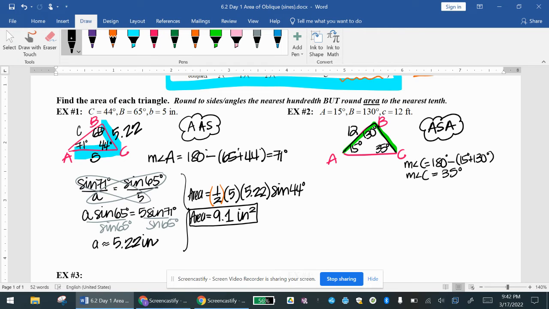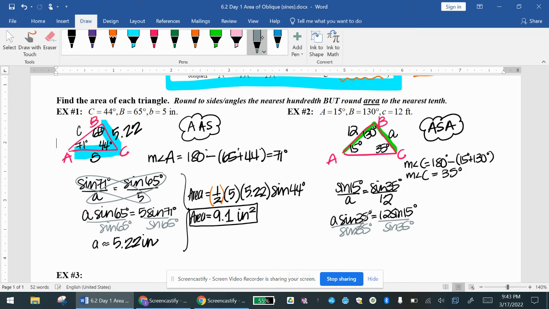Okay, so I'm going to go ahead and find little a. So we're using law of sines. Sine of 15 over little a equals sine of 35 over 12. If you cross multiply, you're going to get a sine of 35 degrees equals 12 sine of 15. Divide by sine of 35. Okay, and give it a try. Even though I'm about to give you the answer, you should still be practicing and putting this into your calculator. These are feet. 5.41 feet.